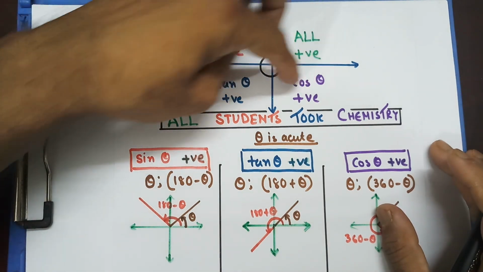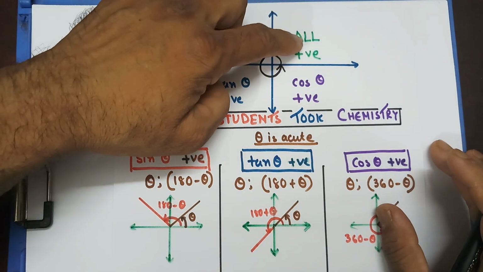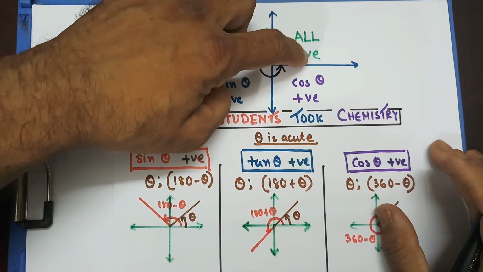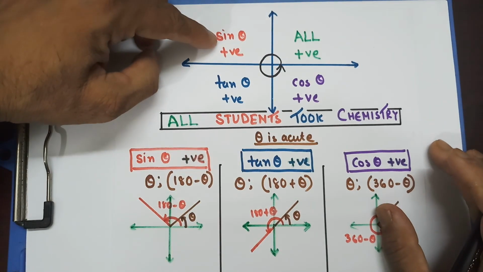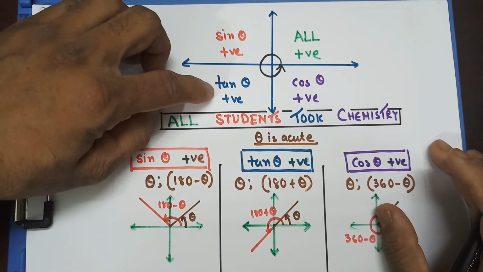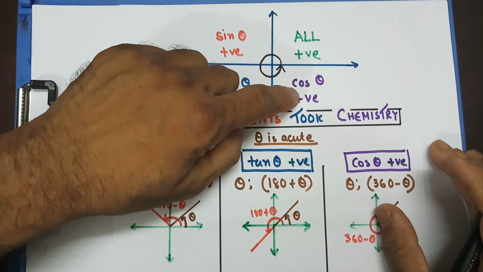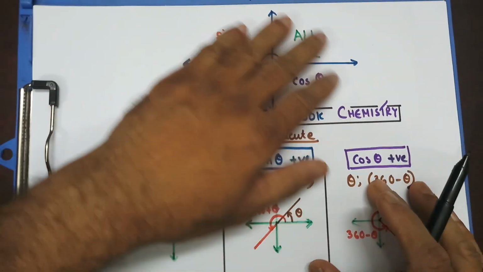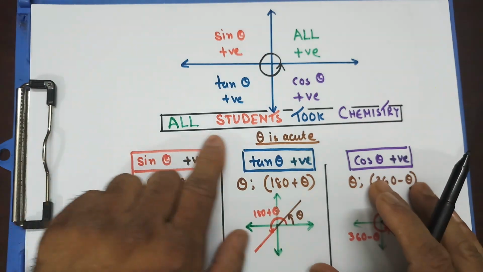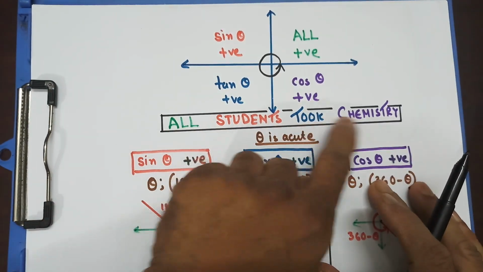In the first quadrant, if we go anti-clockwise, all trigonometric ratios are positive. In the second quadrant, sine is positive. In the third quadrant, tan is positive, and in the fourth quadrant, cos is positive. To help us remember this, we use a mnemonic: All Students To Chemistry.